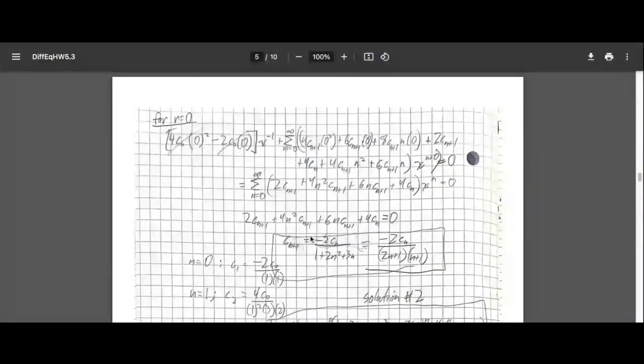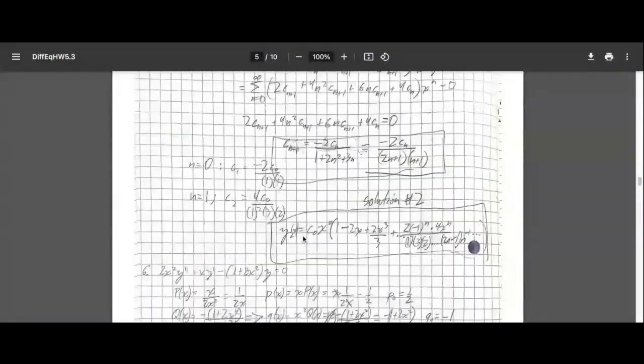I find my recursion relation. I plug in a couple numbers. I think that's the general term, very similar to the last, not really. And then, yeah, so that's my second solution. So yeah, that's it. Okay, very nice. A lot of math. All right.